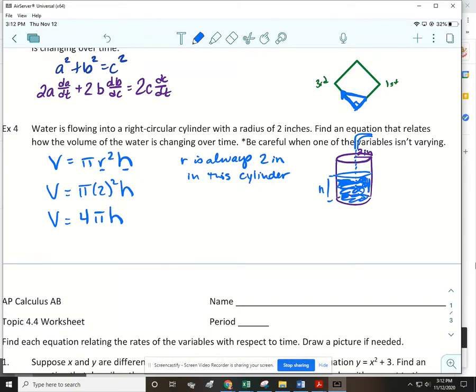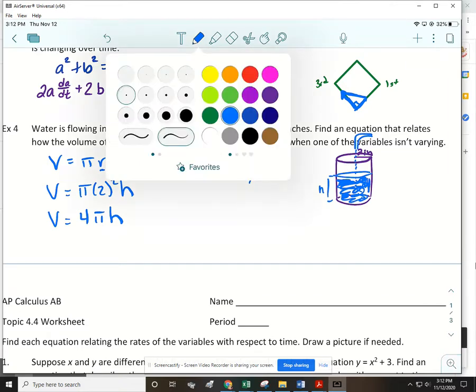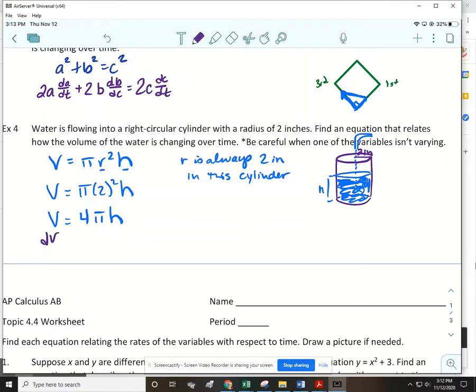Now what I want is an equation that relates how the volume of water is changing over time. So because I need that change, I'm going to find the derivative with respect to time. All right, now 4 pi is a constant that's being multiplied by the h. So whenever I find the derivative of 4 pi h, I'm going to multiply by that 4 pi. The derivative of h with respect to time is dh/dt. All right, so be careful on that.